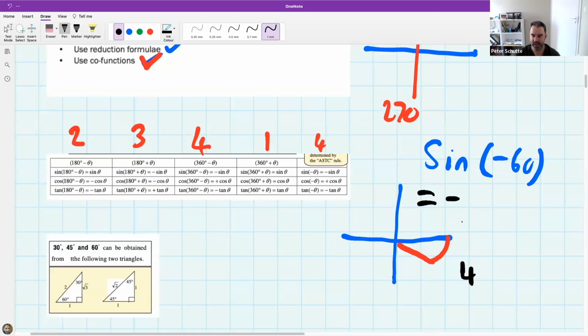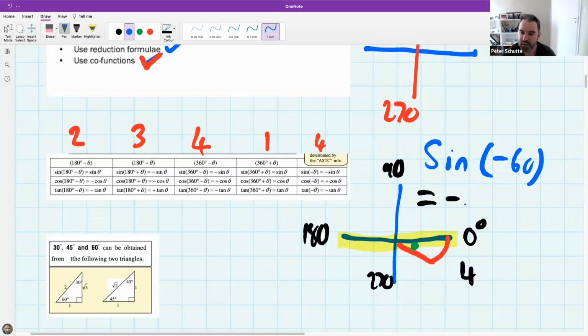Now, how far away is this minus 60 from the nearest horizontal? My nearest horizontal is that, and it feels to me like this is 0 degrees. That's 90, that's 180, that's 270. How far away is minus 60 from the nearest horizontal? What's the size of this angle here? Or another way of writing it, it's actually going to be 60 away. So maybe you could write it like this, if I wrote it as 0 minus 60. Can you see that?